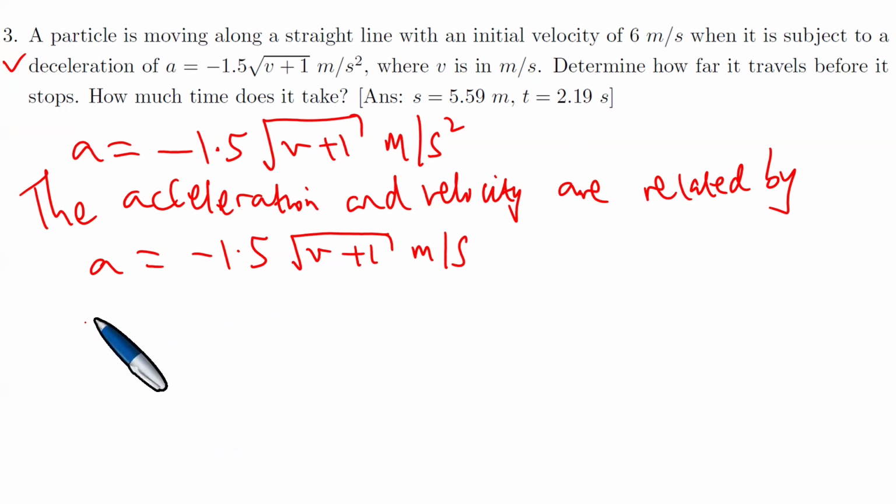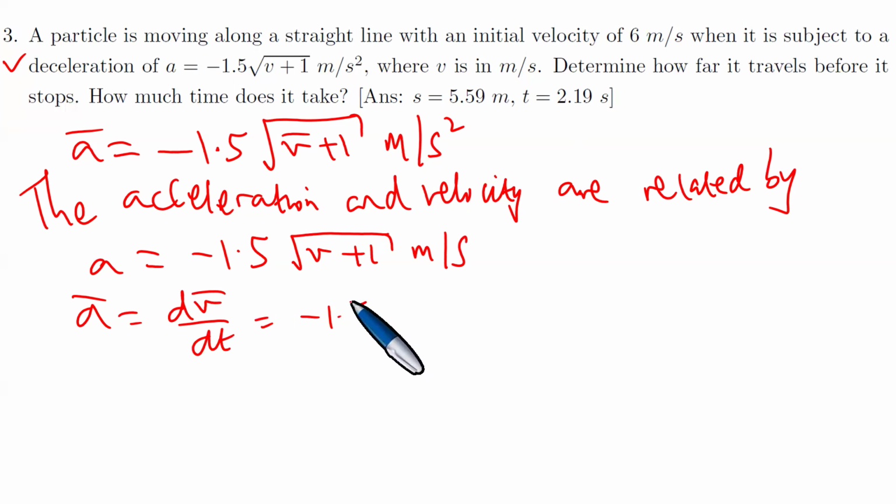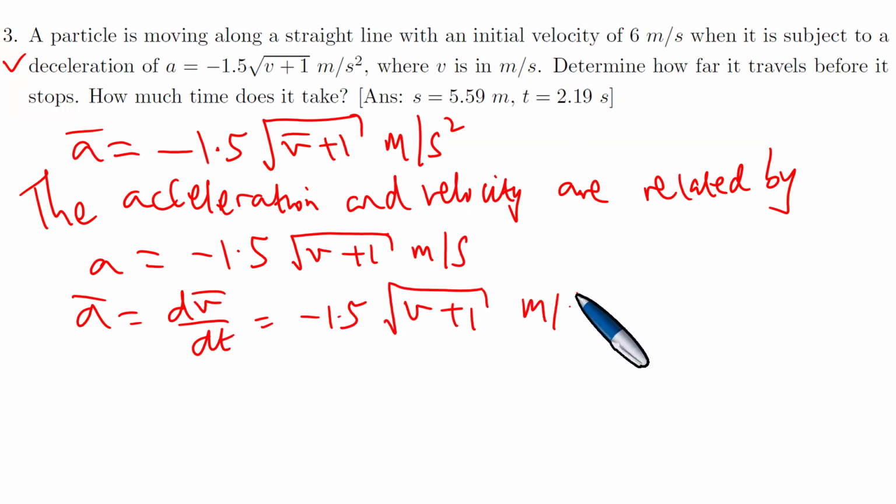And so, but acceleration we know is dv/dt, which equals minus the square root of v plus 1 meters per second squared. Okay, we have this.